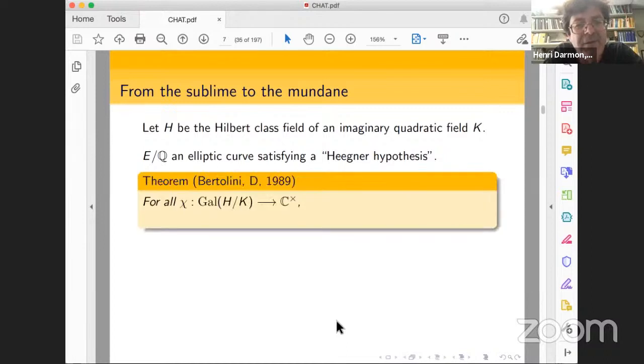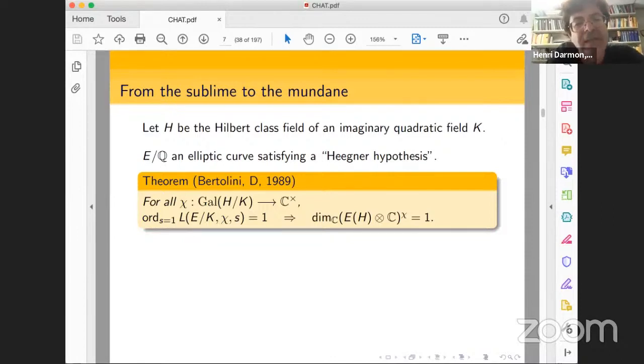And then a theorem that Bertolini and I obtained in 1989, so sort of in the second year of graduate school for me, says that if chi is a character of the Hilbert class field, and the order of vanishing of the twisted L function of E over K by this character is 1, so that L function has a simple 0 at the center, then the dimension of the corresponding chi isotypic eigenspace for the Mordell-Weil group is equal to 1. This is the thing you would expect from an equivariant version of the Birch and Swinnerton-Dyer conjecture.